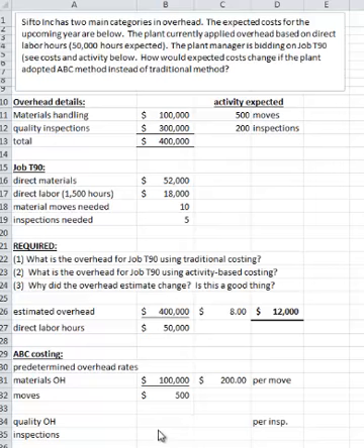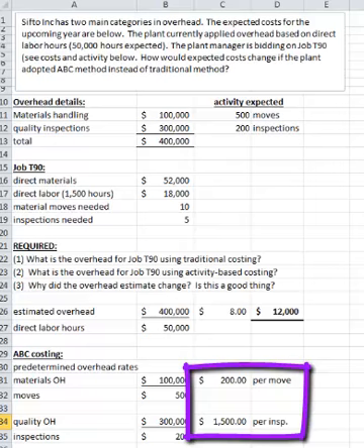Now let's do the quality predetermined rate. That's overhead for quality divided by the quality activity, which is the number of inspections. So we're going to charge $1,500 per inspection. So what now should we charge this job T90? Because we have two rates, we're going to charge the job based on their moves and their inspections.